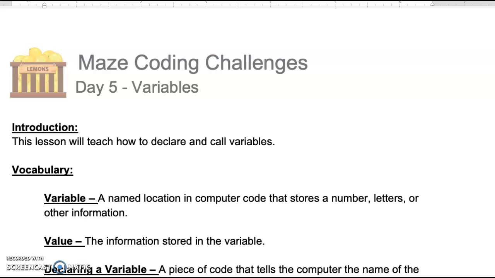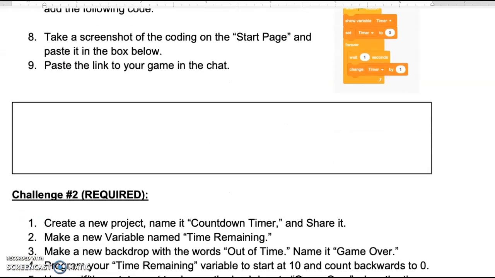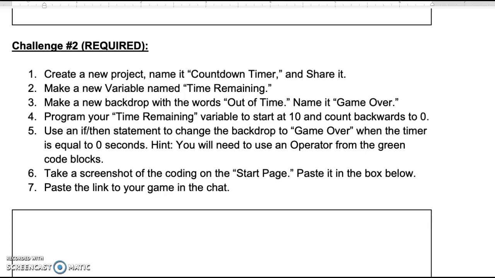So this video is for day 5 of our maze coding challenge on variables and challenge number 2. Challenge number 2 asks you to make a countdown timer. So let's start here. We're going to create a new project. Step number 1, create a new project and share it. Make a new variable called time remaining and make a backdrop called out of time and name it game over.